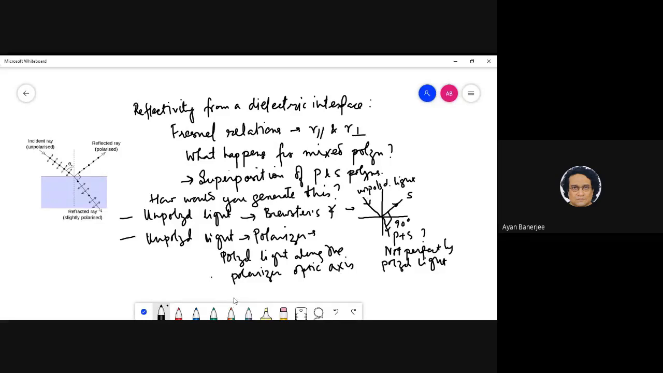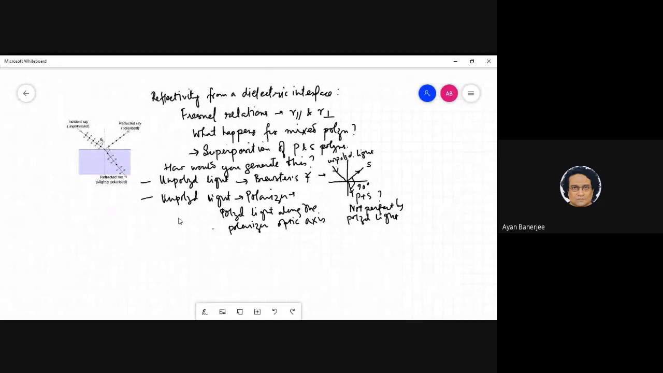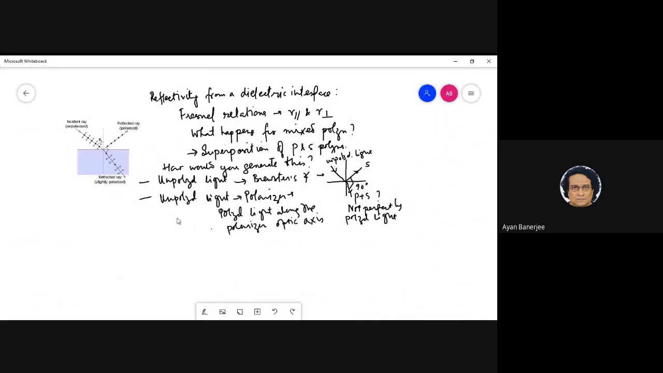That might work. But you're also aware that if I actually get polarized light, I can't use a polarizer to get a mixture. The polarizer will not change the polarization of polarized light at all. A polarizer does not change the polarization angle of polarized light. So if I give you p polarized or s polarized light, the polarizer will not make it a mixture. That has to be very clear, please.